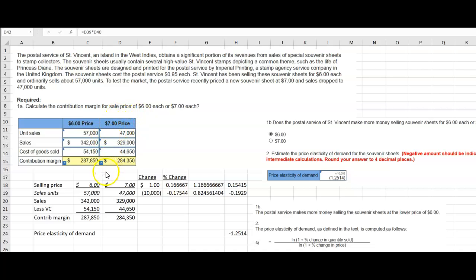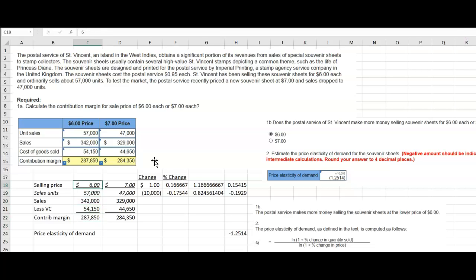And this is pretty straightforward, right? If you look at my work down here, you can see how I filled in the answers above. The selling price at $6 was 57,000. That's given to us, $6 and 57,000. So we just multiply those two and we get the sales. The variable cost would be equal to the number of units times 95 cents, which was given to us right here. Okay, so then to calculate contribution margin, just take the sales less the variable cost.